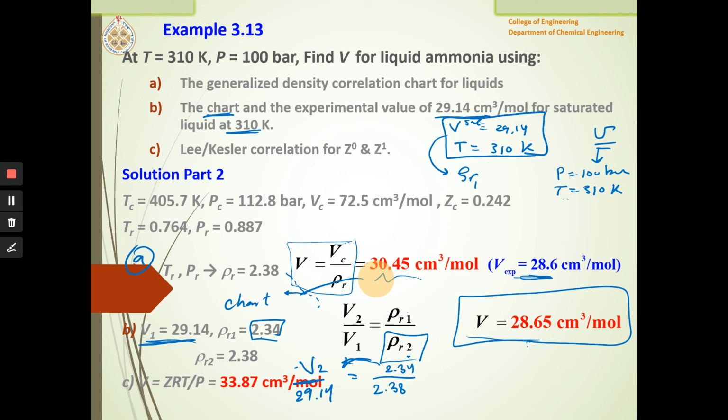The last part here is the Lee-Kesler correlation. What is the Lee-Kesler correlation? It was exactly what we did with the gas. Z is equal to Z0 plus omega Z1. Here, I want to show you how to use the tables from your book, which are Appendix E1 to Appendix E4. I explained this last lecture, and I asked you to go to Appendix F to practice the interpolation.